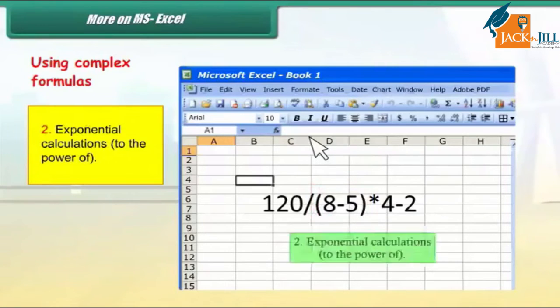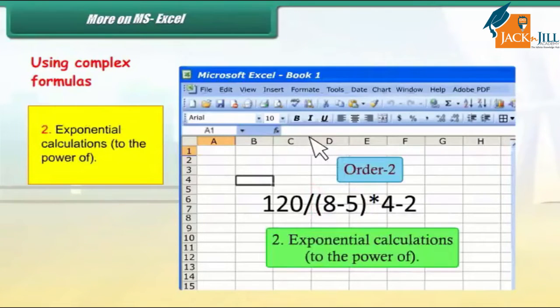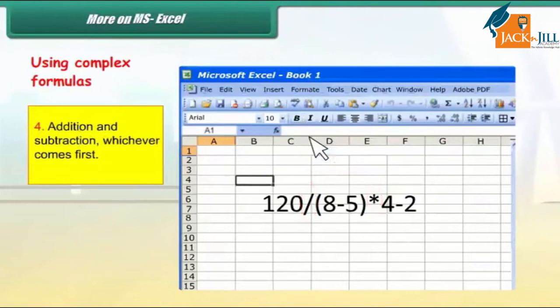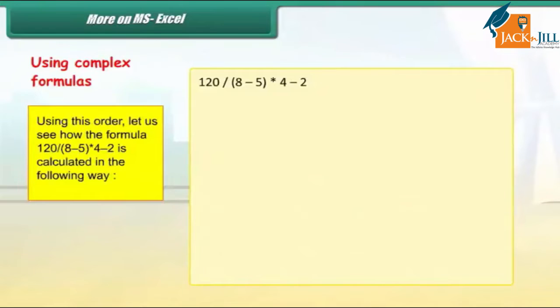exponential calculations to the power of, multiplication and division, whichever comes first, addition and subtraction, whichever comes first. Using this order, let us see how the formula 120 divided by (8 minus 5) into 4 minus 2 is calculated in the following way.